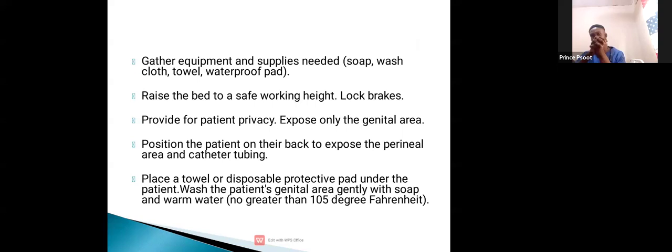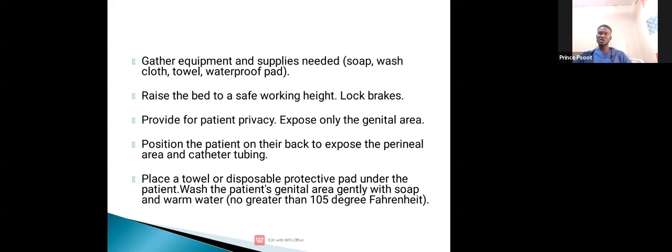After that, you gather the equipment and supplies that you'll be needing: the soap, the washcloth, the towels, the waterproof pad. Then you can raise the bed to a safe working height. You can lock the brakes as well. Then provide for patient's privacy. You can expose only the genital area where you'll be working.